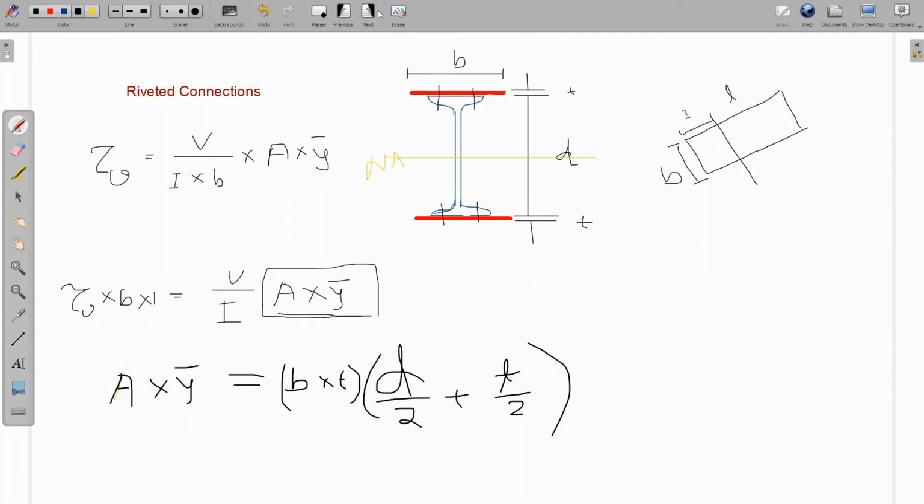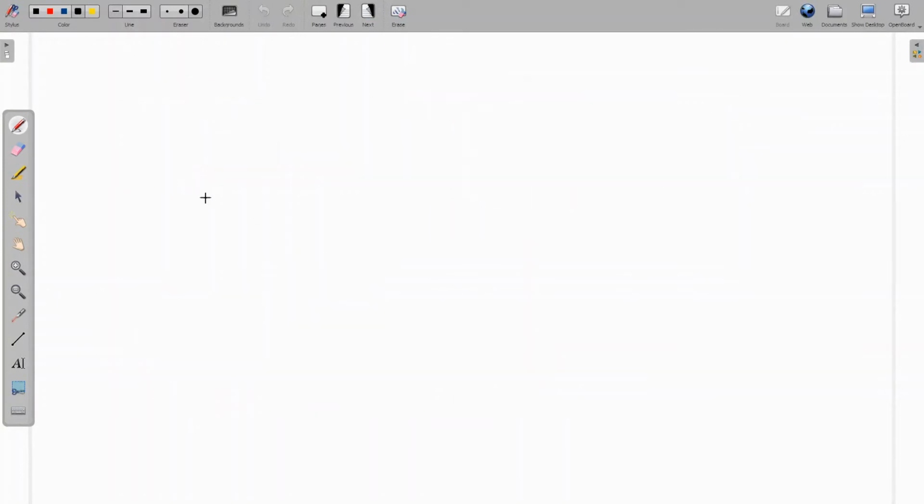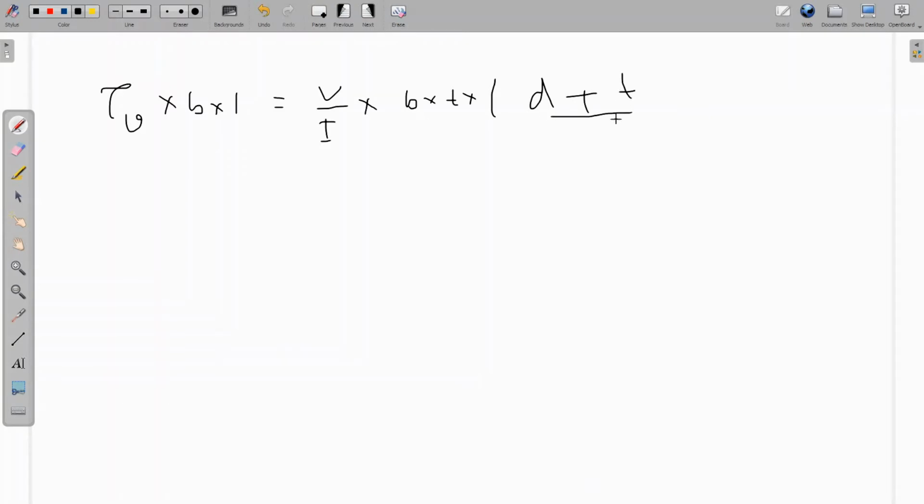Now if I write this in this equation, then what will that equation become? Tau b into 1 is equal to V by I into B into T into D plus T divided by 2. Can I write like that?